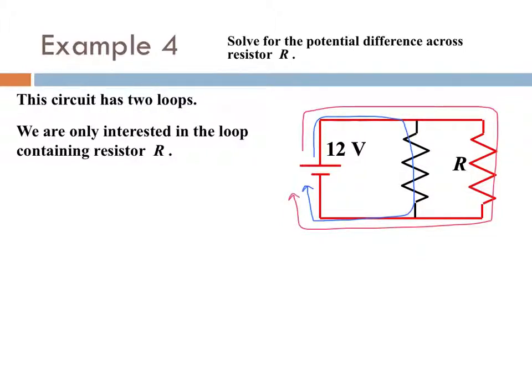So all we're concerned about is the loop that contains the R resistor. So we have our EMF to begin with. We're going to follow the red path all the way around, and we're only going to drop voltage due to that resistor. Again, it's going to be equal to 0. So that means the voltage drop that we lose across that resistor is simply 12.